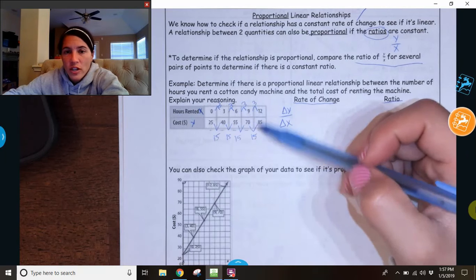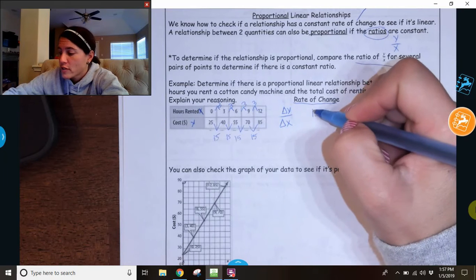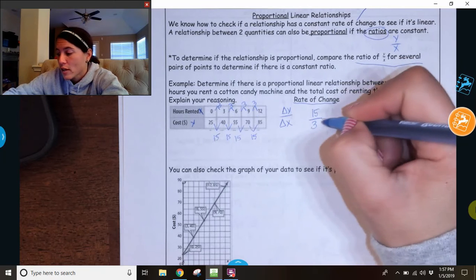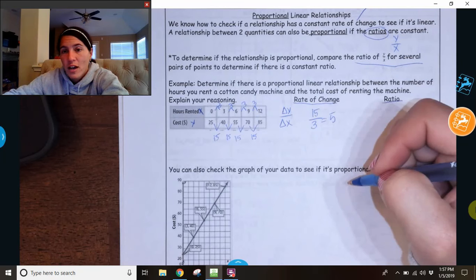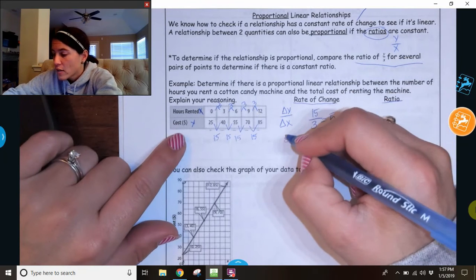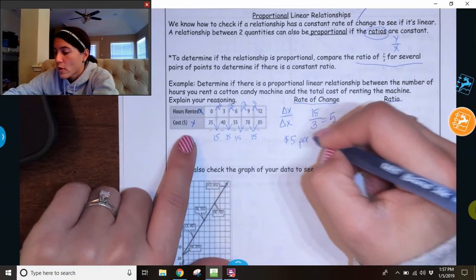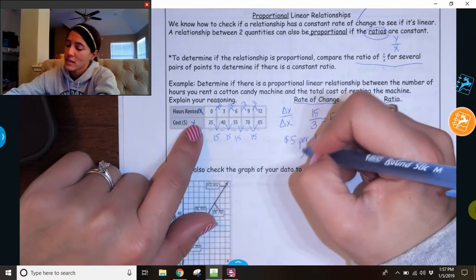So the change in y's over the change in x. So all the y variables are changing by 15. And all the x variables are increasing by 3. Which means 15 over 3 reduces to 5. So my constant rate of change is $5, because the y value is on top, $5 per hour. That's my rate of change, and it's constant, so that means it's linear.